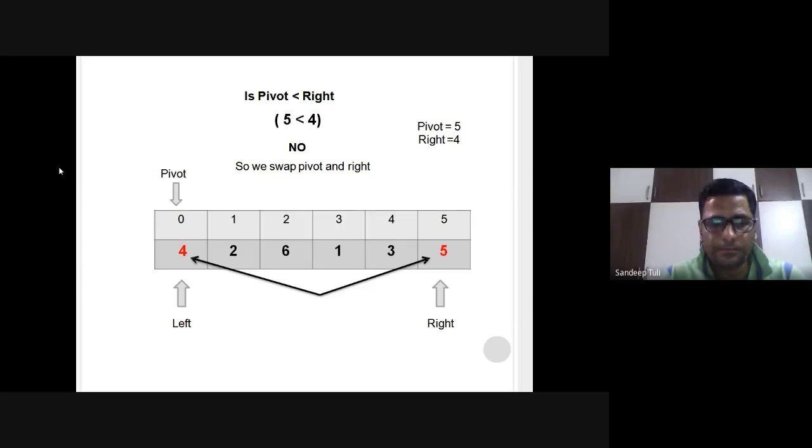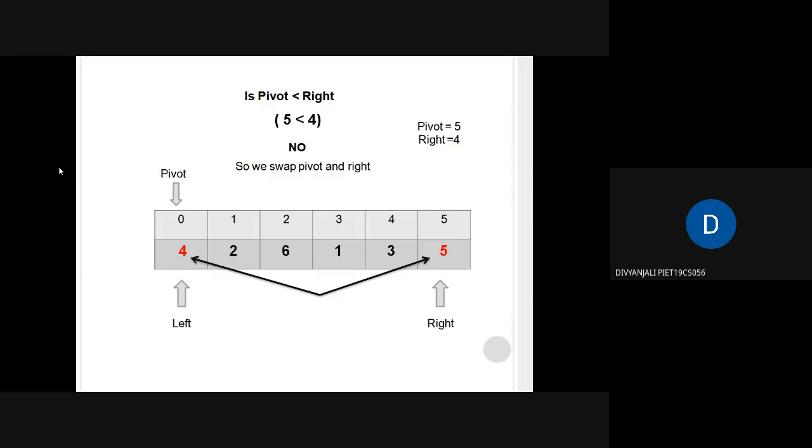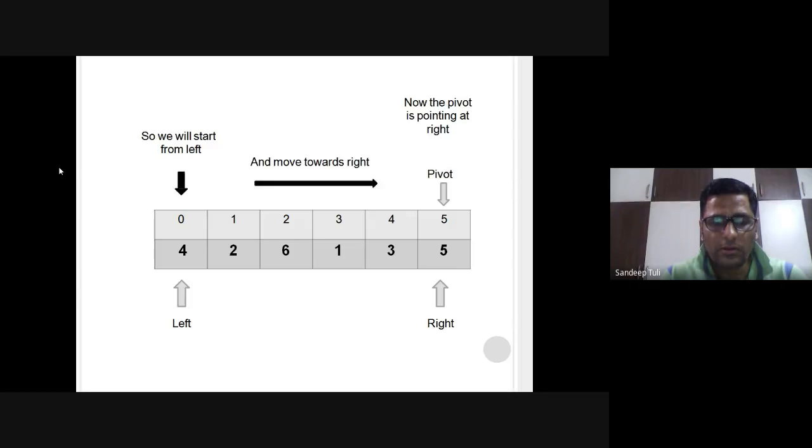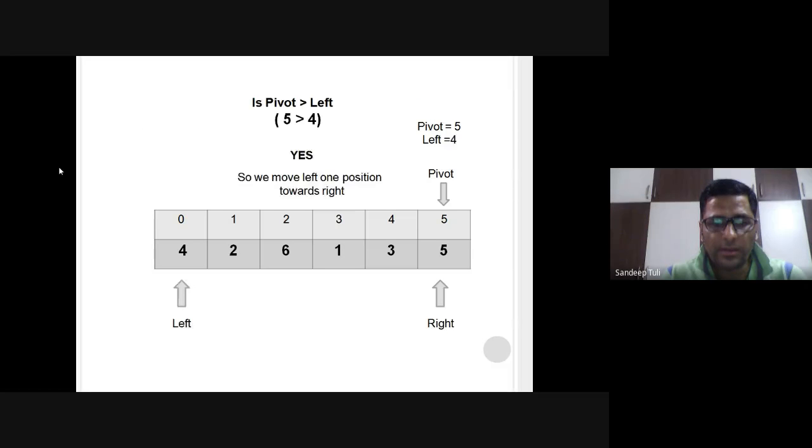Now, since the pivot element is on the right hand side, we need to start from the left. So why are we comparing again with the first element 4? We are not increasing the number of steps. No, we are not comparing with that. We are comparing from the 2 only.